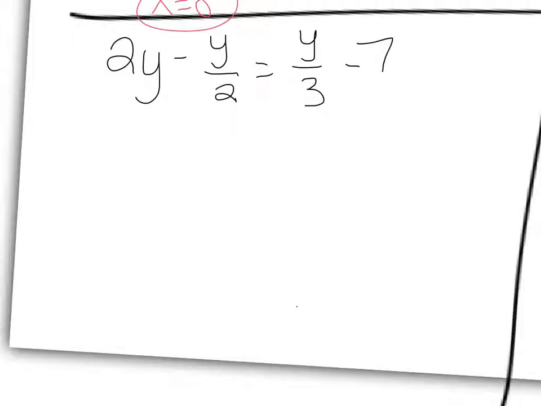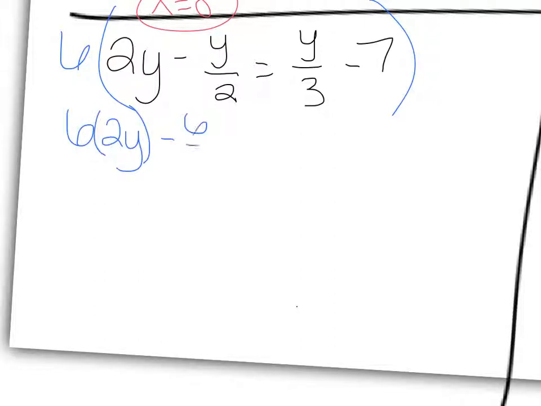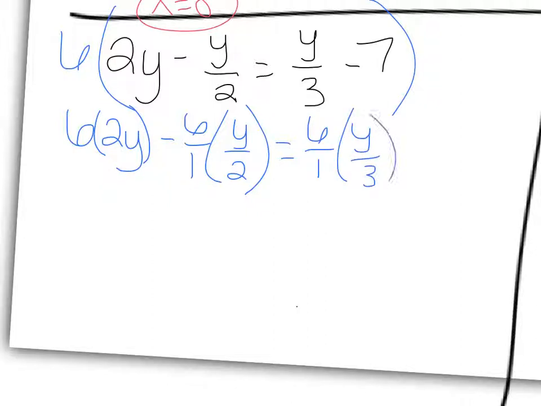This one's just a little different, but you do it the same way because I have fractions on both sides of the equal sign. I'm still looking for the least common denominator between all of my fractions. So what would I multiply this equation by? A 6. So this time I'm taking 6 times 2y minus 6 times y over 2, and that is equal to 6 times y over 3 minus 6 times 7.